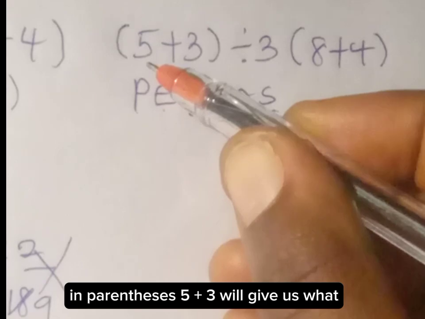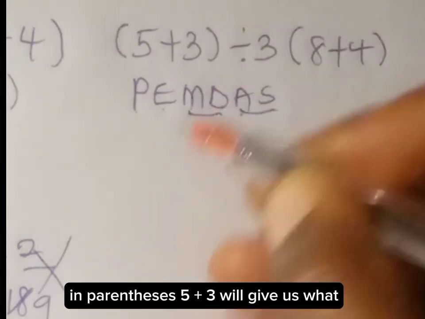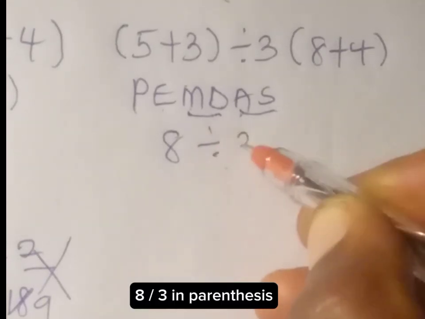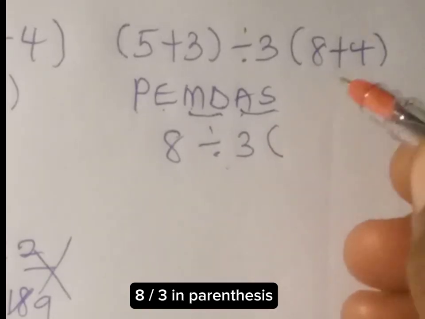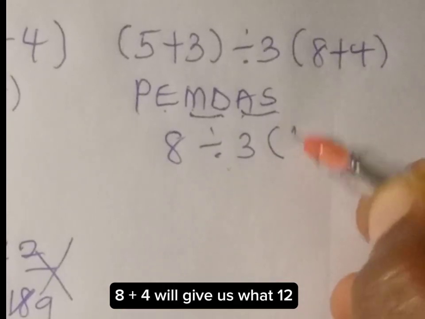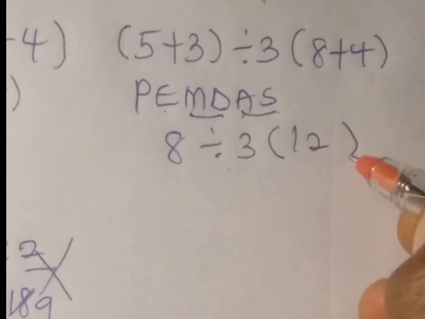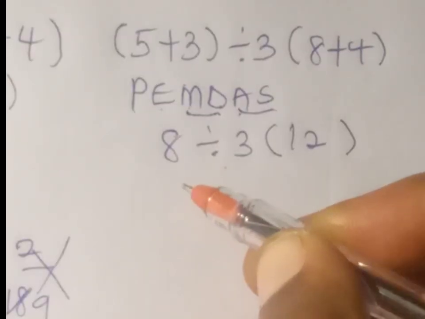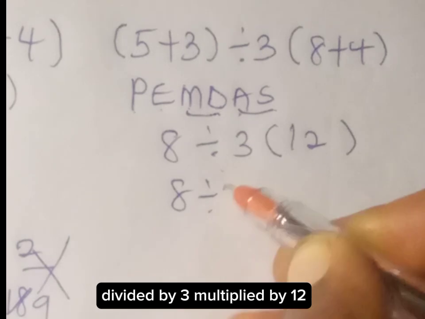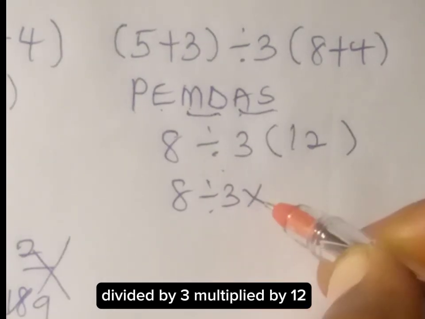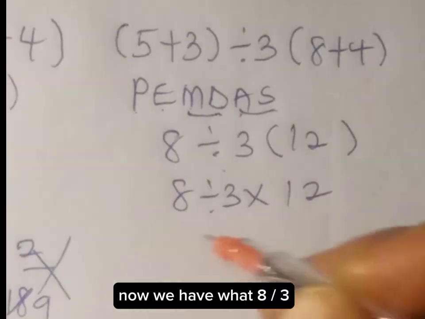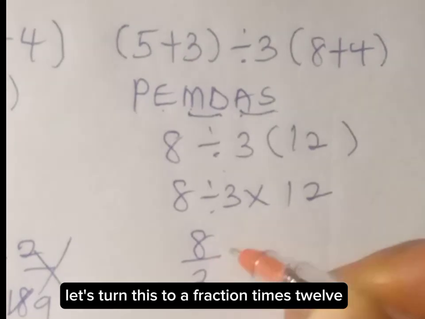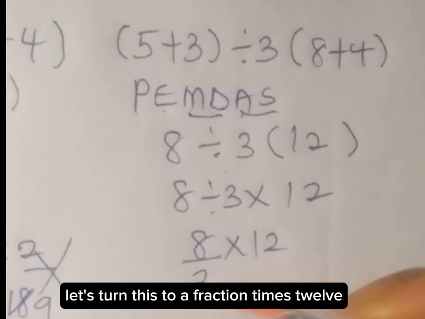In parentheses, 5 plus 3 will give us what? 8. 8 divided by 3, in parentheses, 8 plus 4 will give us what? 12. Now, let's continue. 8 divided by 3 multiplied by 12. Now we have what? 8 divided by 3. Let's turn this to a fraction, times 12.